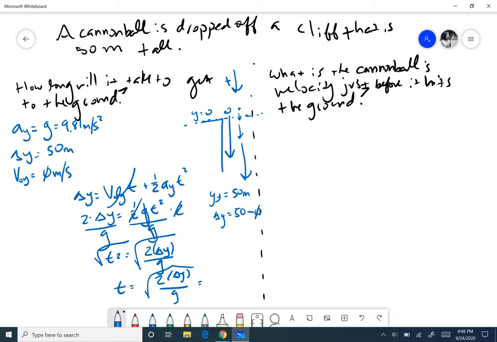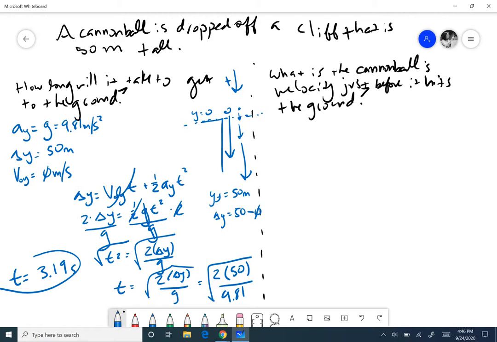Now we can plug in values. So square root of 2, our delta y is 50 meters, divided by g, that's 9.81. If I plug that in my calculator, I'm going to get time is equal to 3.19 seconds. Great. We're done with that problem. Let's take a look at the next one.